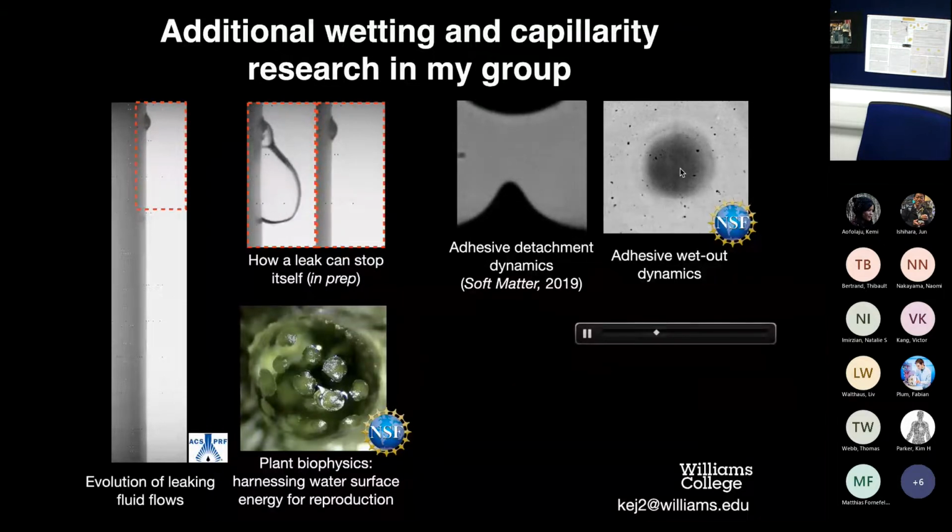So this is a top view, looking at a sphere that has come into contact and seeing where the contact of that sphere has expanded, first rapidly and then slower and slower.